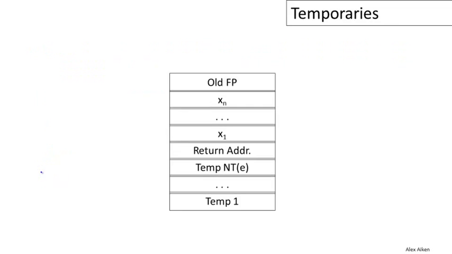And now we can talk about how we're going to lay out the activation record. We'll leave the first part of it the same, so everything up to the return address is laid out just as before. First the caller's frame pointer, then the n arguments in reverse order, and then the return address. And then after the return address come the nt of e locations for the temporaries.